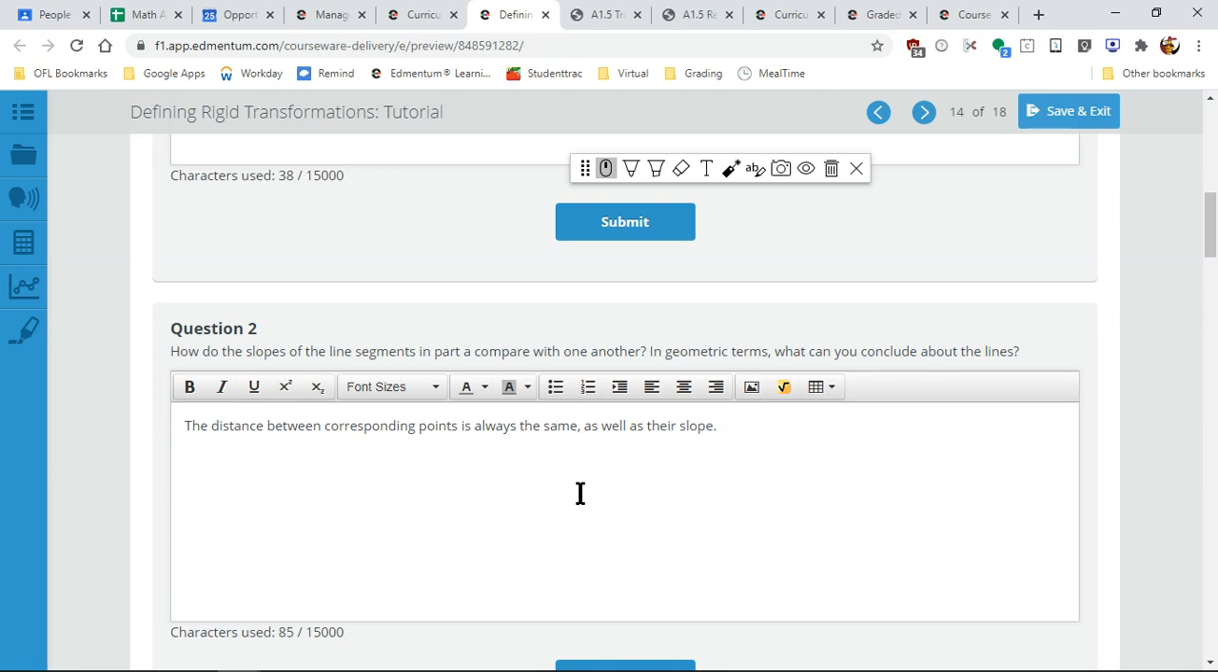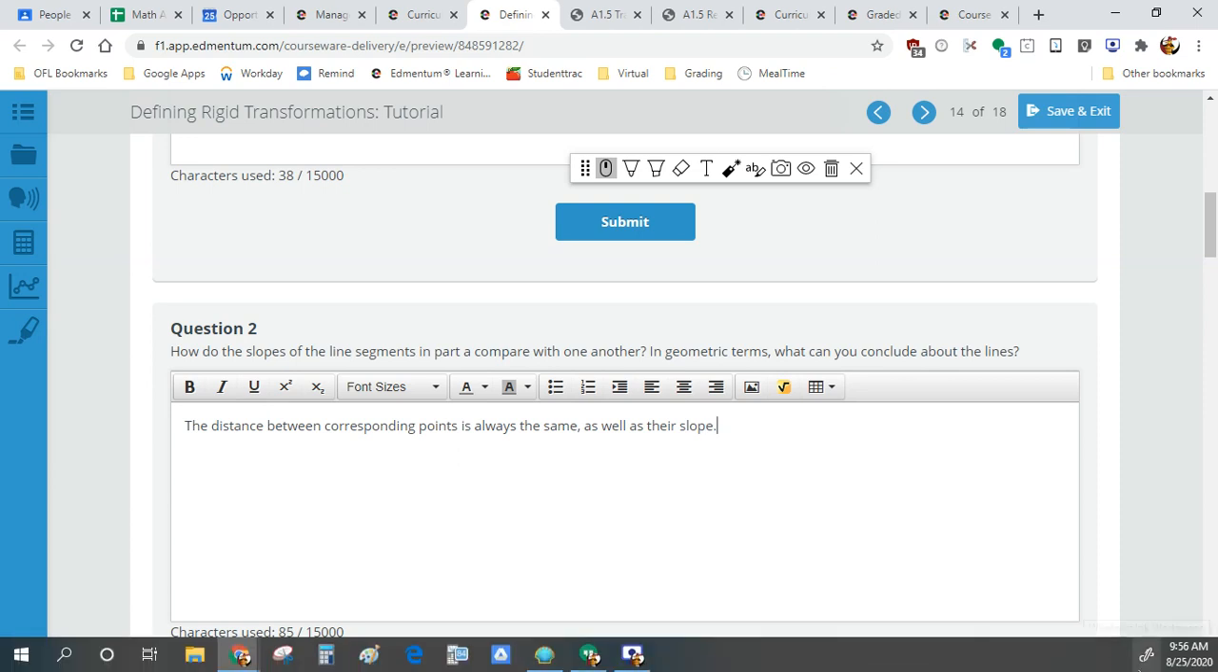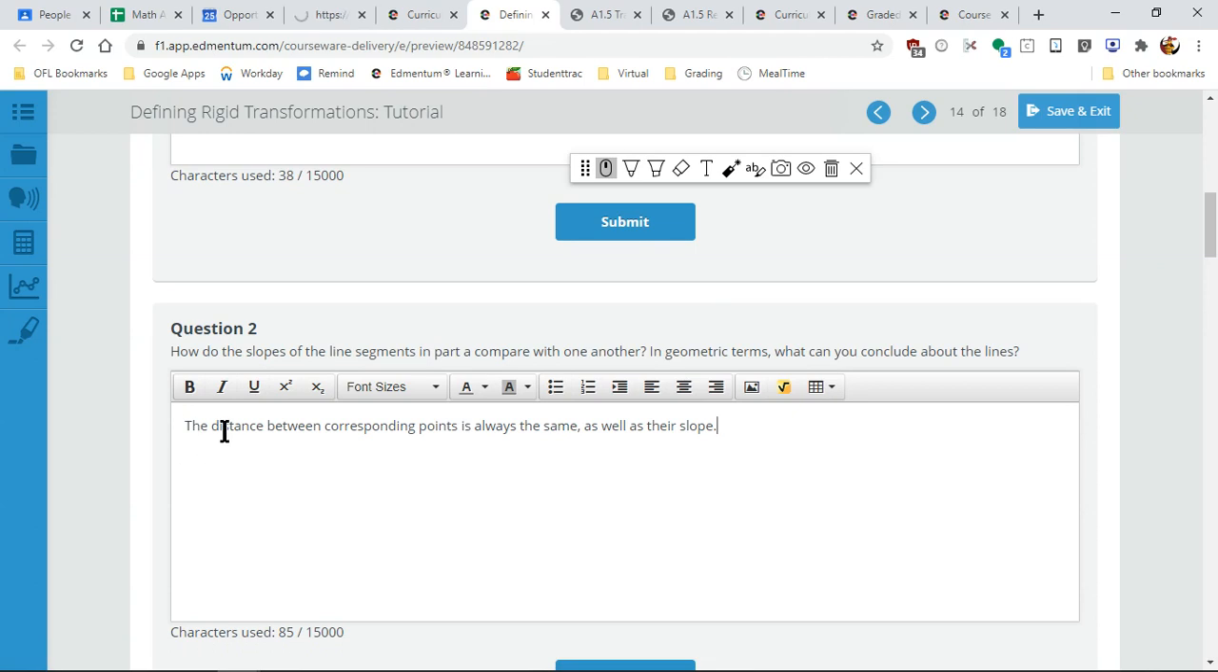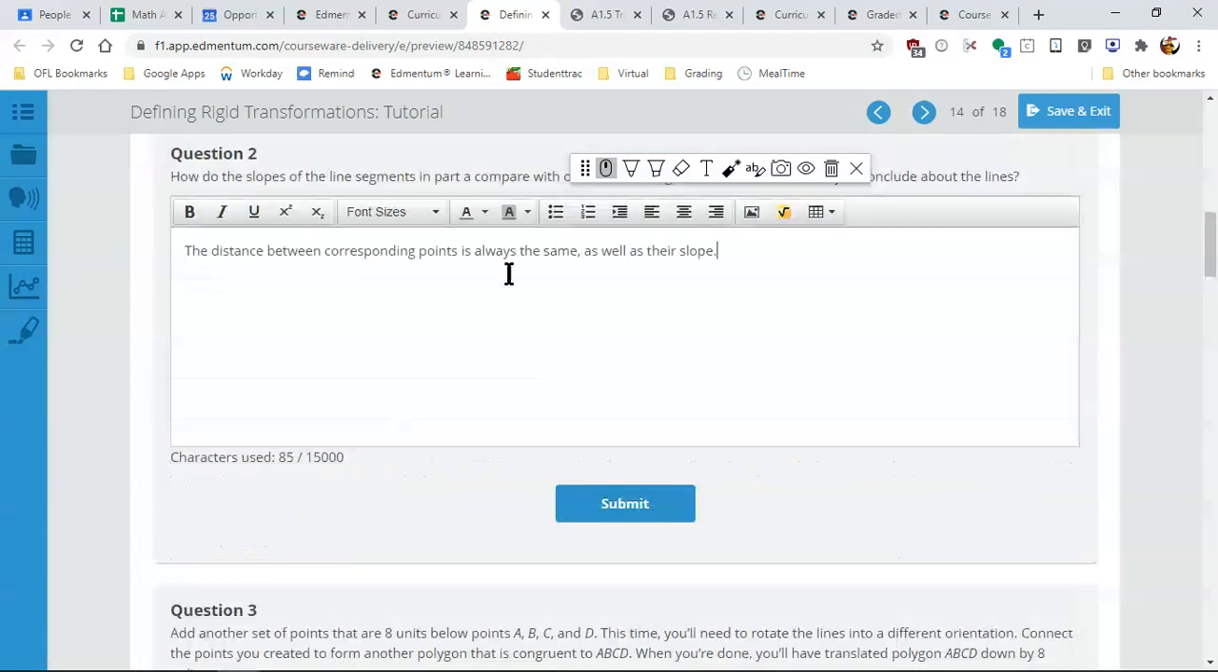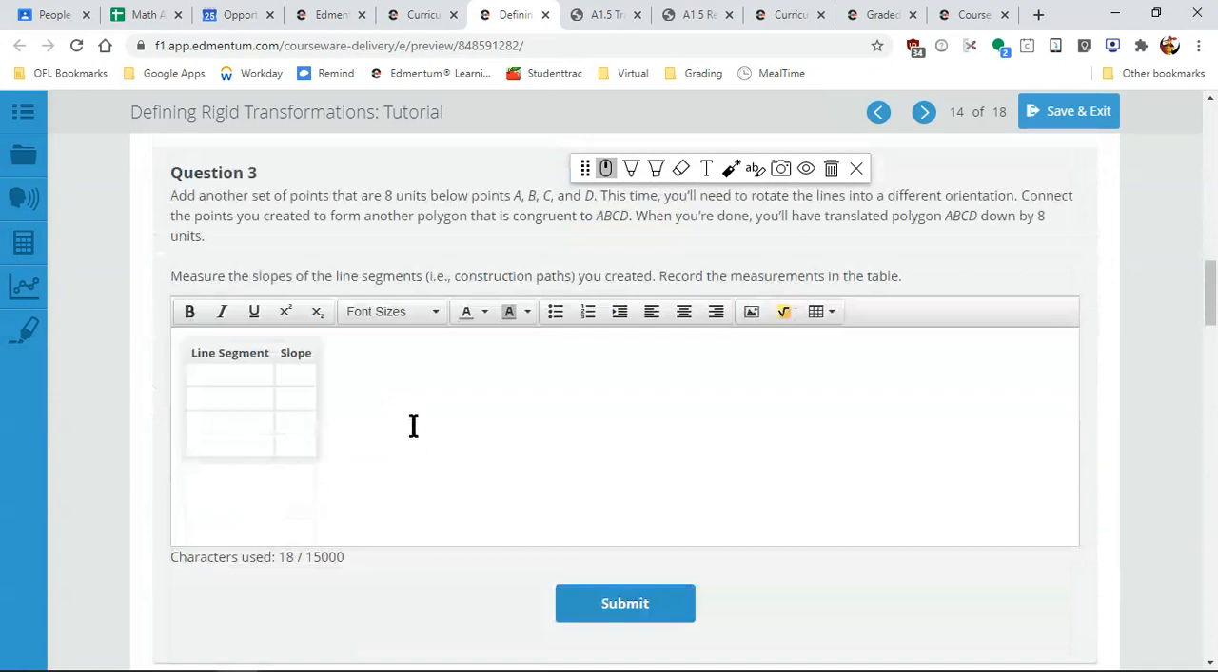And honestly, guys, just write that better. I'm just kind of rushing a little bit. But basically, the distance is going to be the same, and the slope between the corresponding points is also the same. So you guys might want to write that a little better. But as long as I get this idea that the slope and the distances are the same, that's fine.